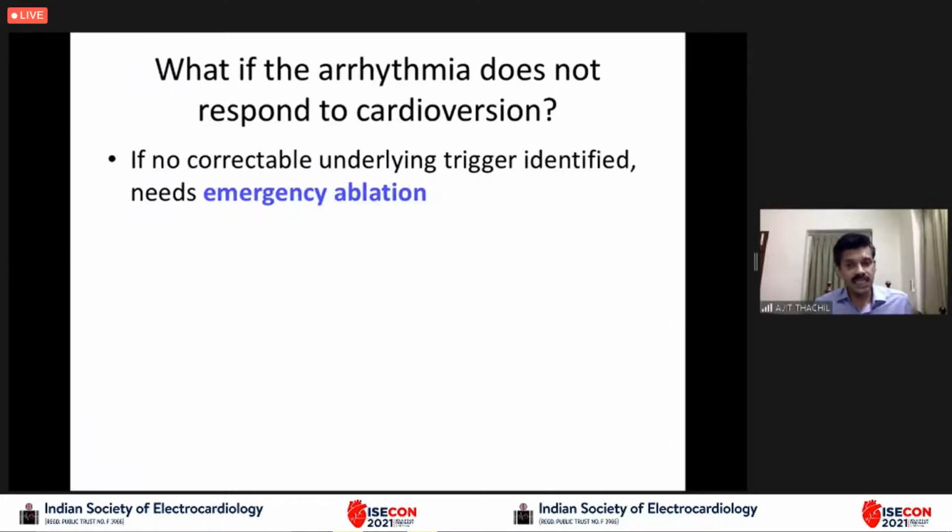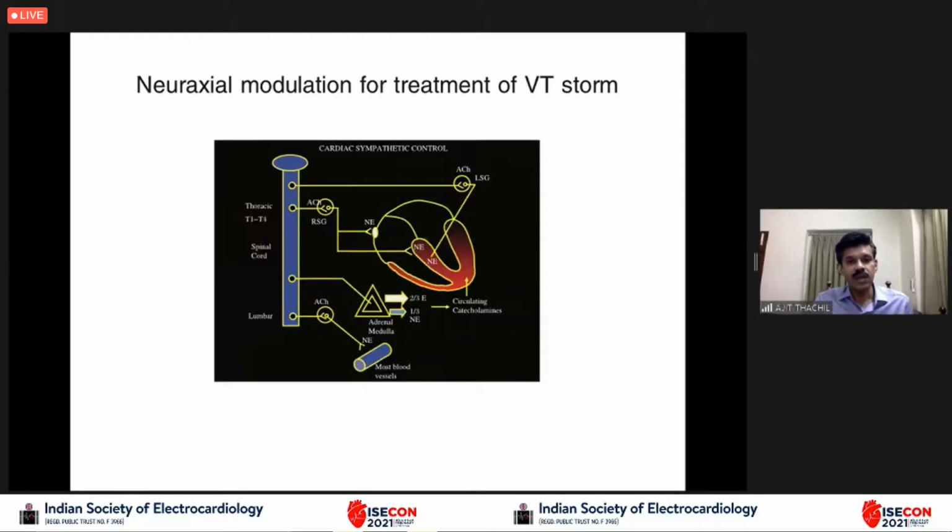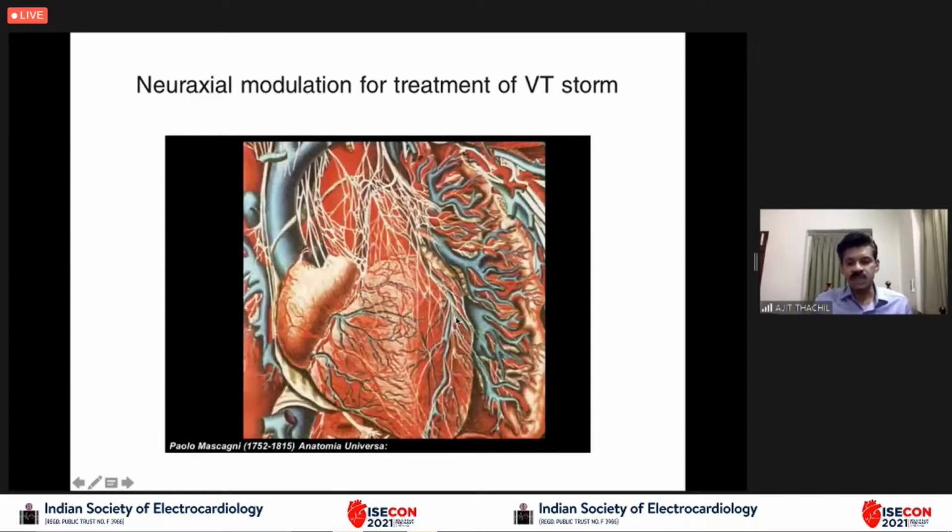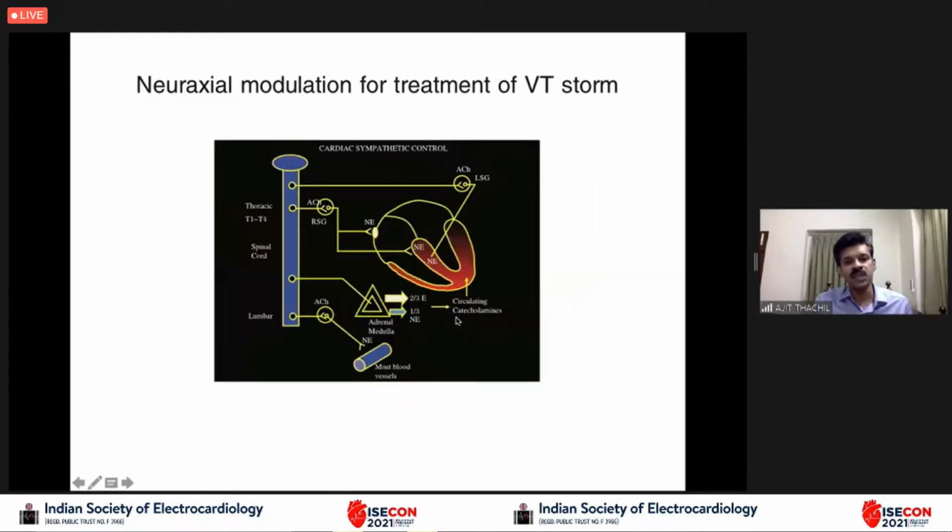What if the arrhythmia doesn't respond to cardioversion? You need an emergency ablation. Now, what if you can't do an emergency ablation? Most centers can't. Well, if you can't take care of the heart, take care of the sympathetic stimulation to the heart. So there's a massive amount of sympathetic stimulation to the heart, but essentially it works at 3 levels.